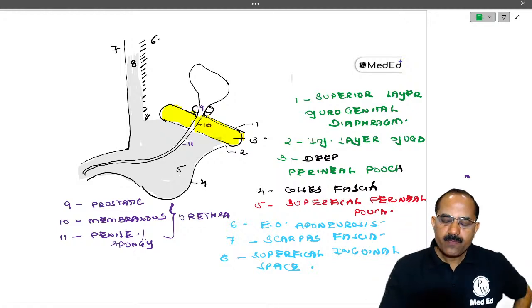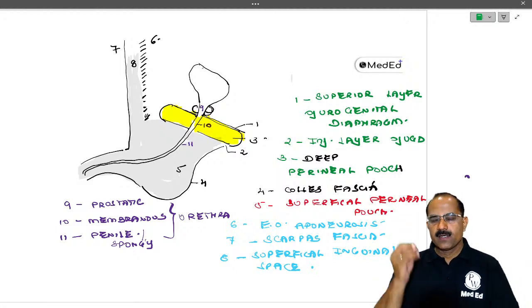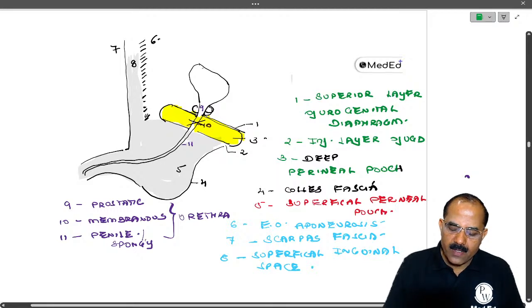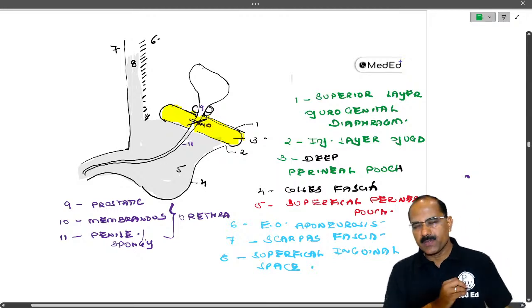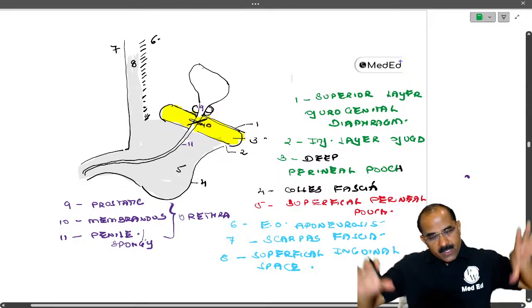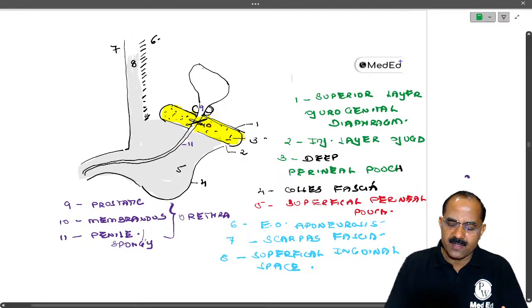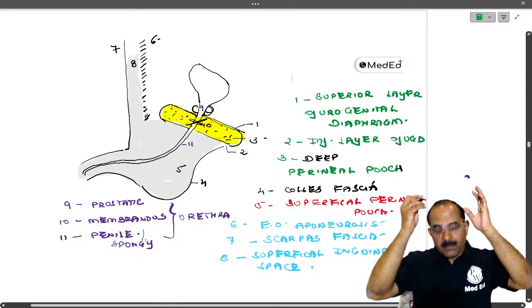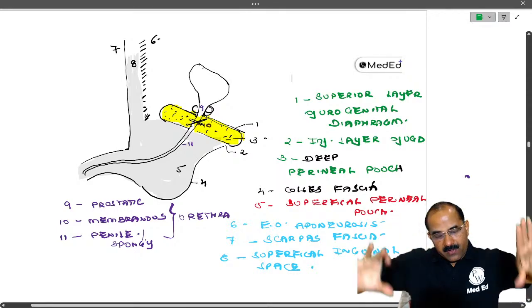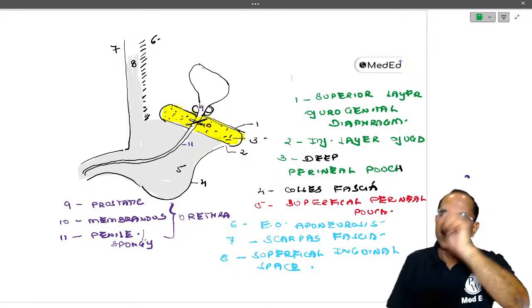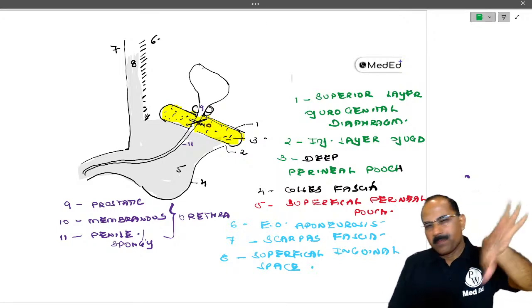Now, if there's an injury to the urethra in the deep perineal pouch, have a look at this. अगर यहाँ पे injury होता है deep perineal pouch में, the urine remains only in this pouch. Urine cannot go outside this pouch. तो है ना, वो क्वेश्चन थोड़ा सा गलत है. If there's an injury to the membranous urethra, the urine will remain in the deep perineal pouch. The option should have been deep perineal pouch. हाँ, उससे बाहर नहीं जाएगा.